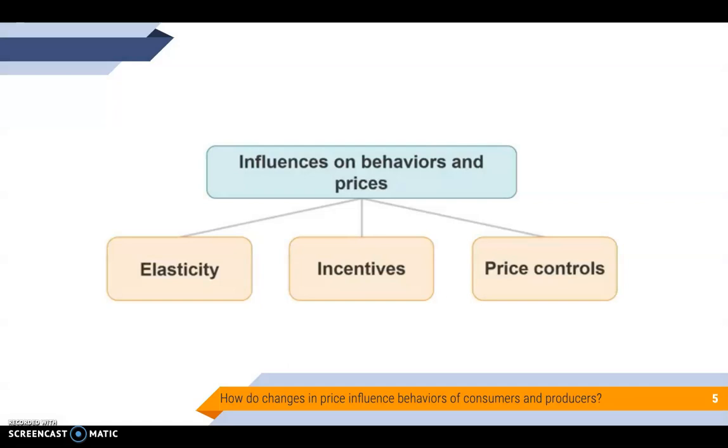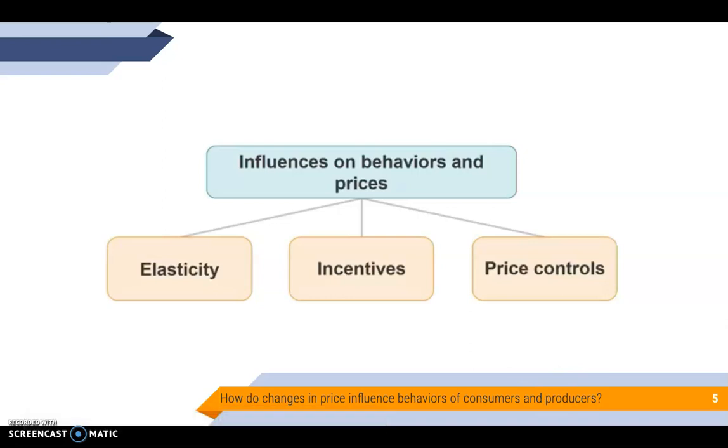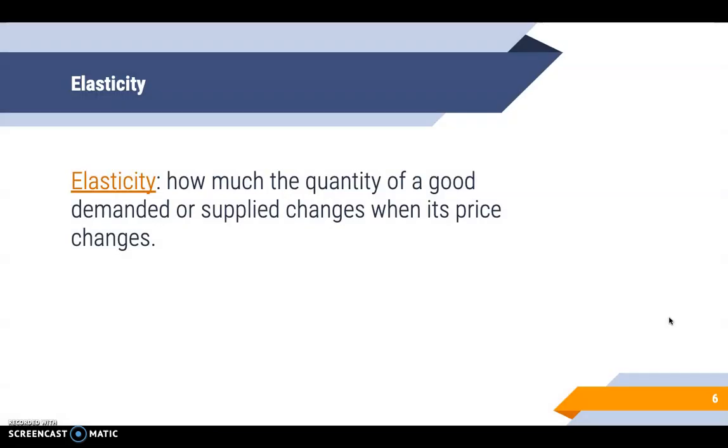Here's a little chart. Pay attention here on the bottom. This is what it's showing. How do changes in price influence behaviors of consumers and producers? So we have these influences on behaviors and prices up here, and it includes elasticity can influence behaviors on prices, incentives can influence behaviors on prices, and price controls, those are price ceilings and price floors, can also influence behaviors and prices.